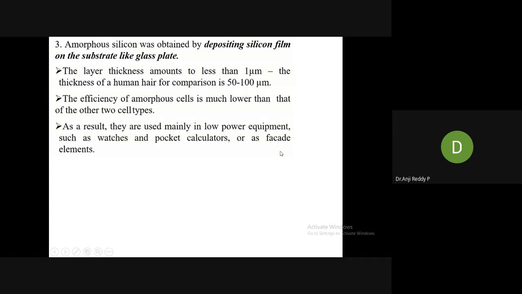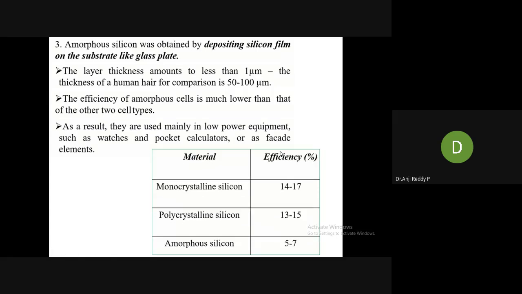And what about the efficiency values? If we use monocrystalline silicon, the efficiency we are getting is 14 to 17%. If we use polycrystalline silicon, the efficiency is 13 to 15%. If we use amorphous silicon, the efficiency is 5 to 7%.